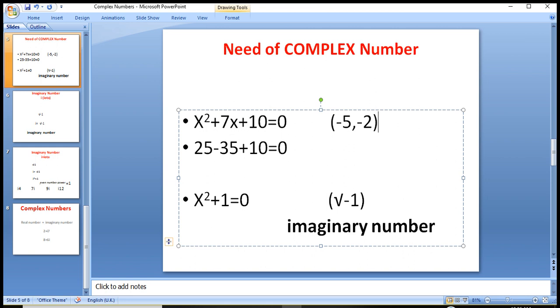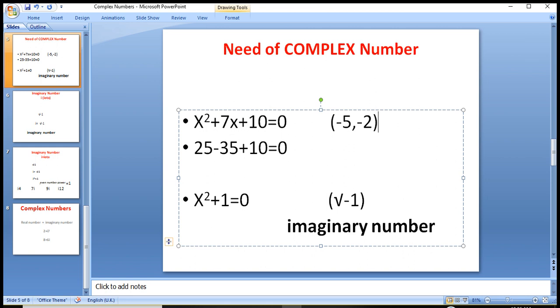So these are roots of a quadratic equation. These are real numbers. Minus 5, minus 2 are real numbers. So there are many equations that can be easily solved by putting real numbers. There are many equations that give the solutions in real numbers.